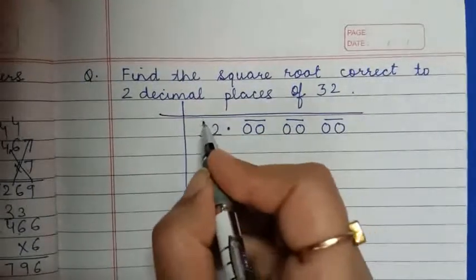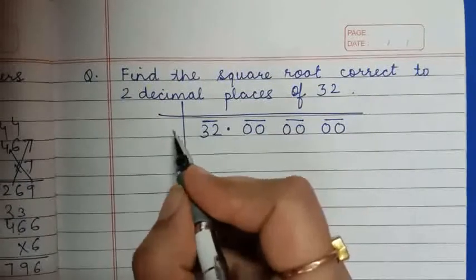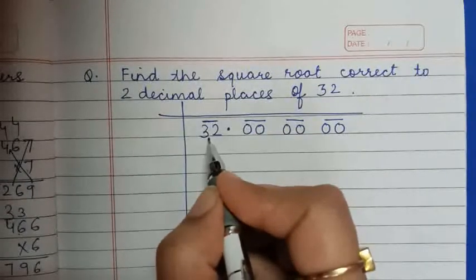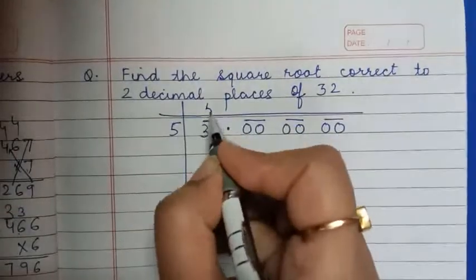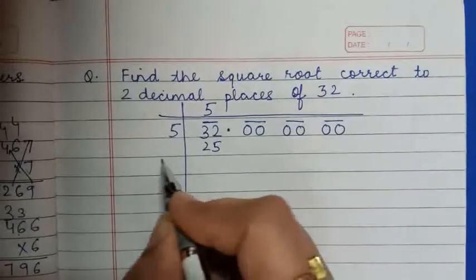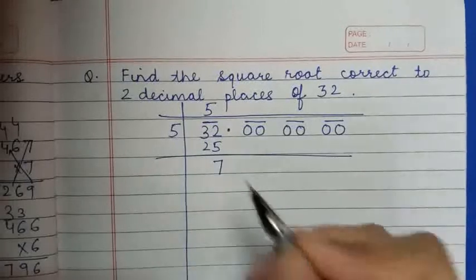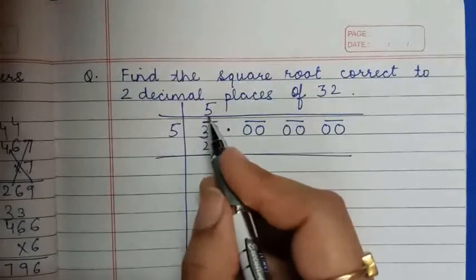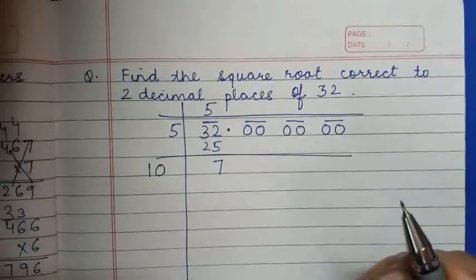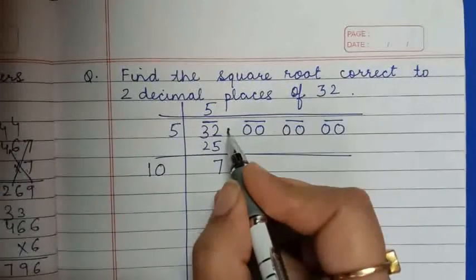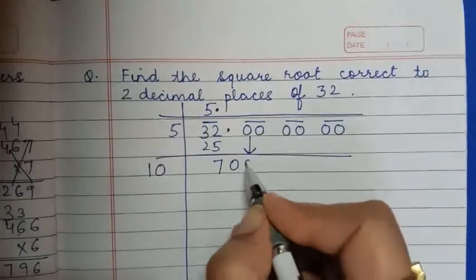Before the decimal, 32 will be the pair. By what number do we multiply? If we take 6, 6 6s are 36. 36 is greater than 32, so we cannot take 6. We will take 5. 5 5s are 25. 32 minus 25, 12 minus 5 is 7. So 5 is here. We copy down 5, double of 5, that is 10. Now the decimal is here. We keep the decimal here only. We copy the next pair, that is 00.